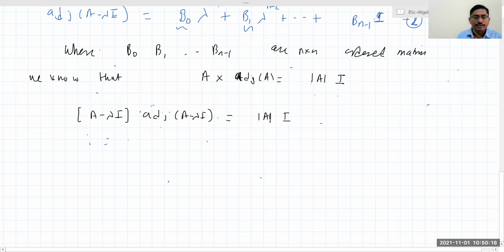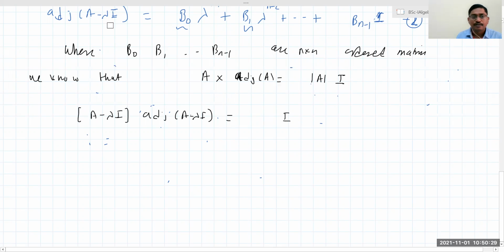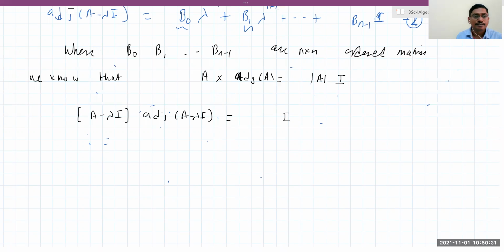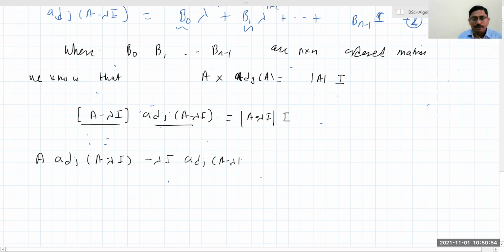So we have to simplify this. What mistake did I make here? Whatever matrix you write, the same matrix's determinant we have to write. The matrix times its adjoint is its determinant times identity. So, from the characteristic equation we can write: A minus lambda I multiplied by the adjoint of A minus lambda I equals the determinant of A minus lambda I times identity.